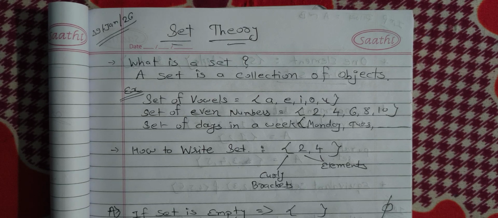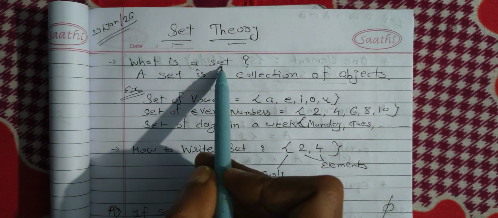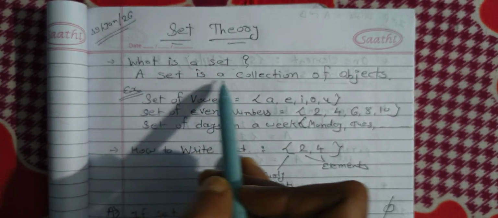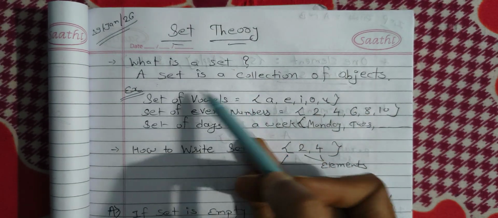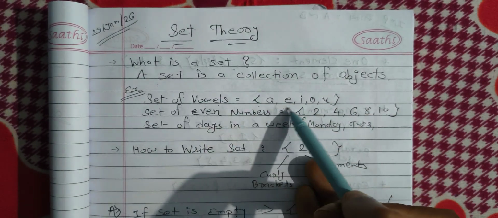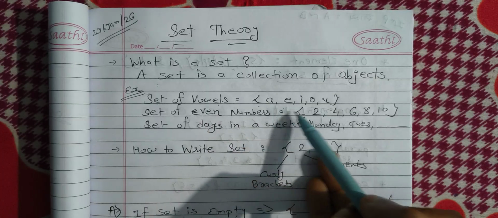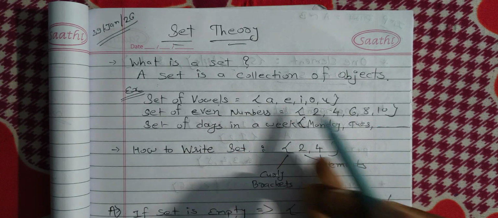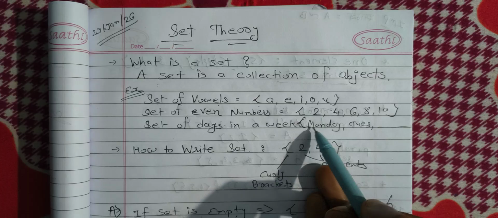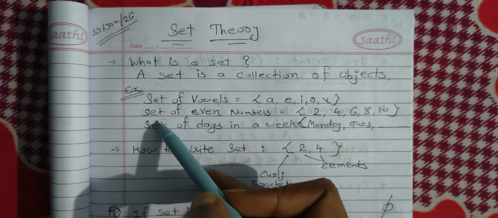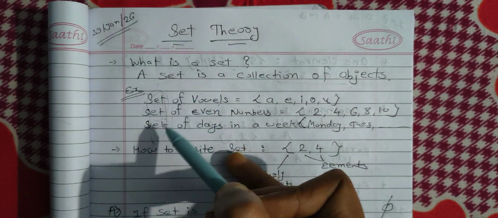Video 1, set theory. Okay, it is one of the easiest concepts. So what is set theory? What is a set? A set is a collection of objects. What kind of objects? Example, set of vowels: a, e, i, o, u. Set of even numbers: 2, 4, 6, 8, 10. Set of days in a week like Monday, Tuesday, Wednesday, Thursday. What are they? Set, collection theory.